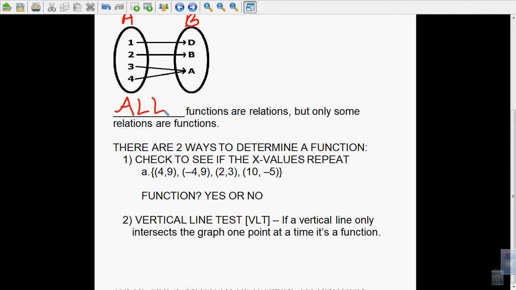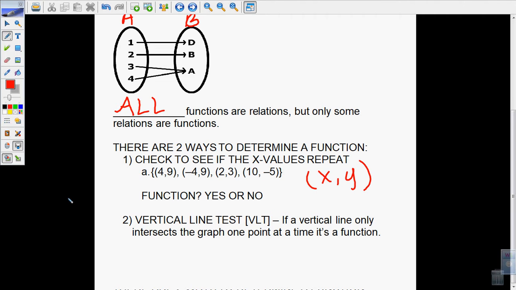So the two ways that you guys learned to verify them, one was to check to see if your x values repeat, right? So when we say x values, that means we're dealing with an ordered pair. So we have x comma y. And we want to just verify if our x values repeat. So if we're focused on just x values, we're going to look at 4, -4, 2, and 10. Are they repeating? No, they are not repeating, so that means that this is a function. So we're going to say, yes, it's a function.